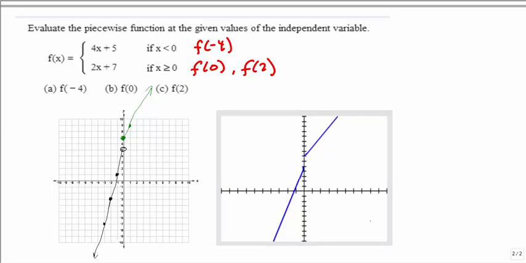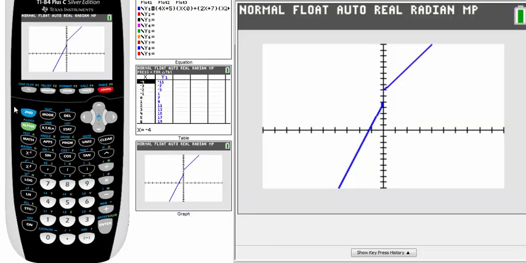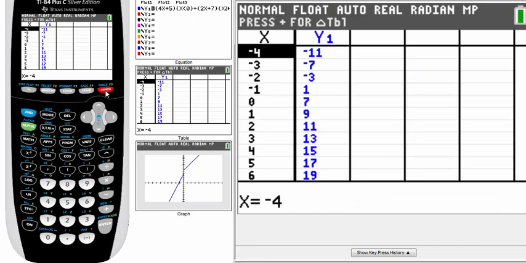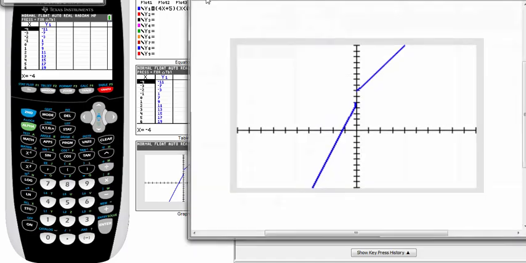Next thing I want to do is go to my table on my calculator. So let's go second table. And our values went from negative 4, 0, and 2. So we can see negative 4, 0, and 2 are represented here for my x values.